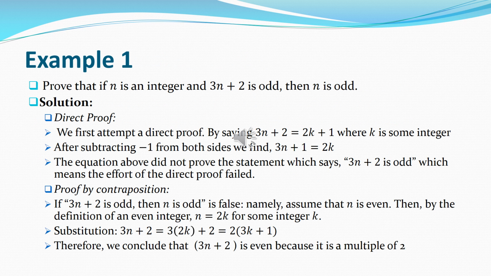Example 1. Prove that if n is an integer and 3n plus 2 is odd, then n is odd. Now we will use direct proof. We first assume that 3n plus 2 is equal to 2k plus 1, where k is some integer. 2k plus 1 comes from the definition of an odd number. Now subtract 1 from both sides, so I have 2k is equal to 3n plus 1, and from there I just came to a dead end.